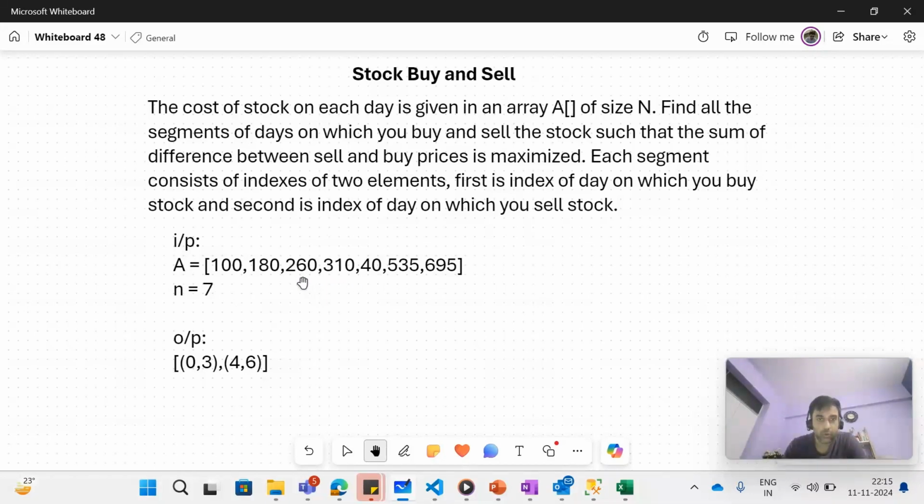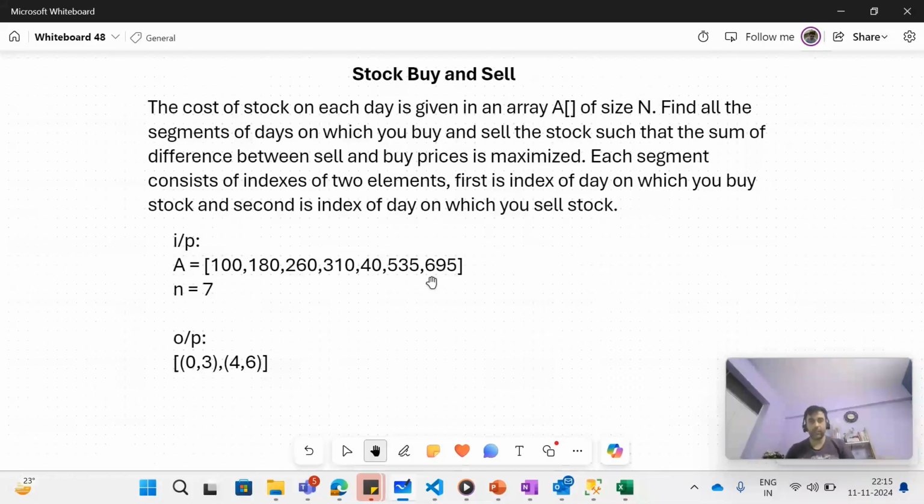Now, what we need to do is find segments, or periods of days, in this array in which we will buy and sell this stock to maximize our overall profit. When I say segments, what I mean is that, for example, I buy my stock over here at 100, then I sell it at 310. So this will be one segment. Then I again buy at 40 and sell it at 695. So this will be my second segment.